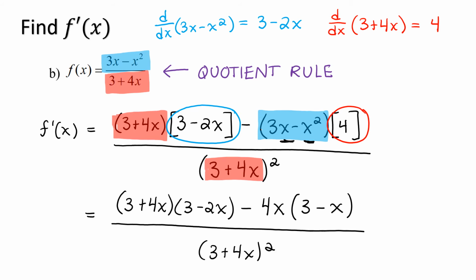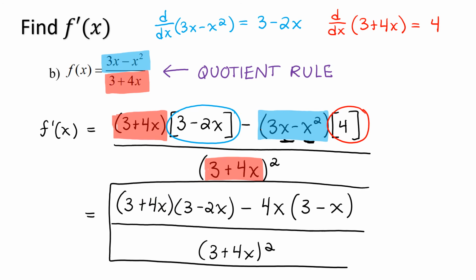And you want to be careful here. Although we have a 3 plus 4x for our first term, there is no 3 plus 4x for the second term. So we can't cancel out any 3 plus 4x's. So this is our derivative f prime of x.